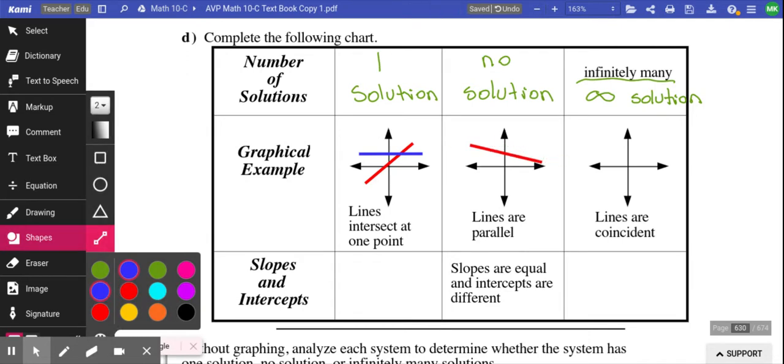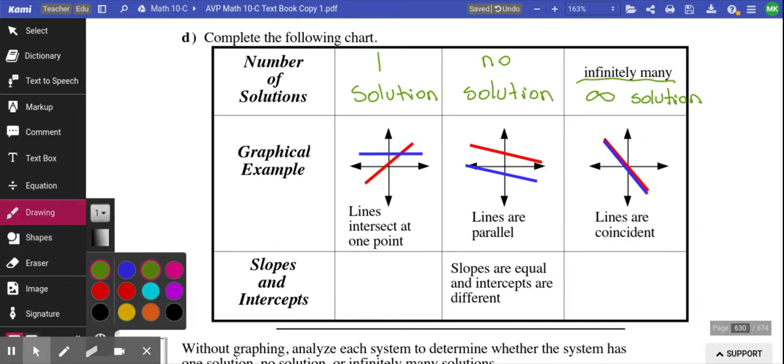These are parallel lines. They would never cross each other. And the third scenario we could have is two lines that are right on top of each other. So for instance, these two lines are right on top of each other. That would give me infinite solutions.